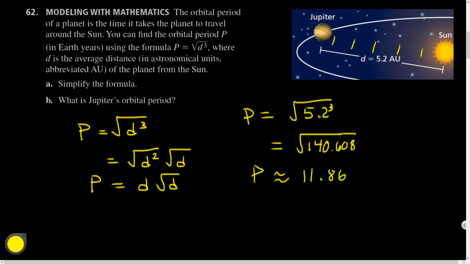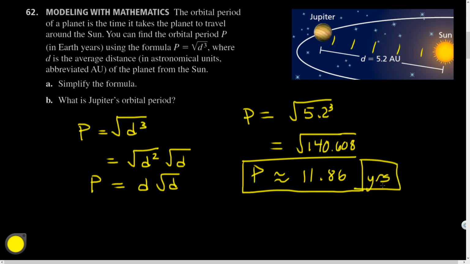11.86 is the period. And what units are those measured in? They're not astronomical units, it's in Earth years. And so these are in years of Earth years, right? Which is different than a Jupiter year, by the way.